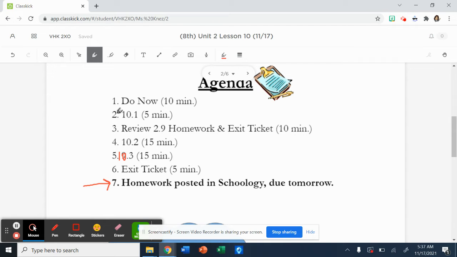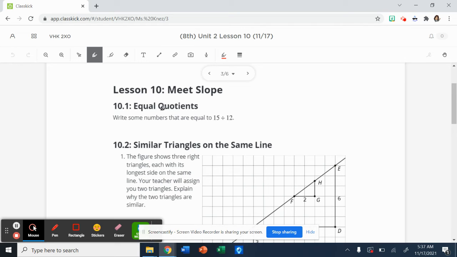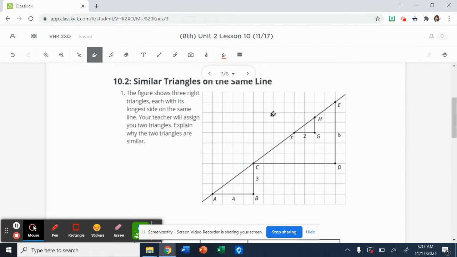If you're watching this video because you missed class, we're going to be skipping 10.1, and we won't do number 3 over Zoom, or rather over this video. Take a look at the exit ticket from lesson 2.9, and see how you feel. And we can always talk about it when you return to school. So like I said, we're going to skip 10.1 if you're out, and we'll start with 10.2.